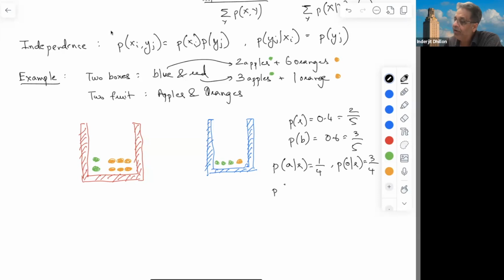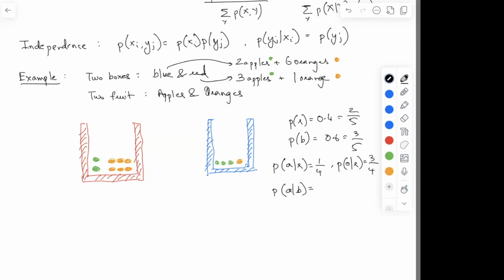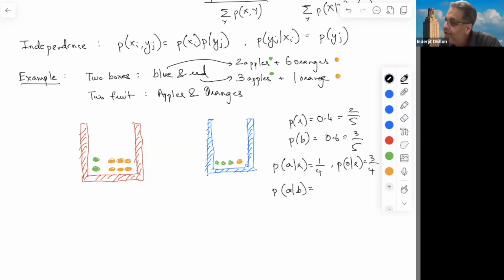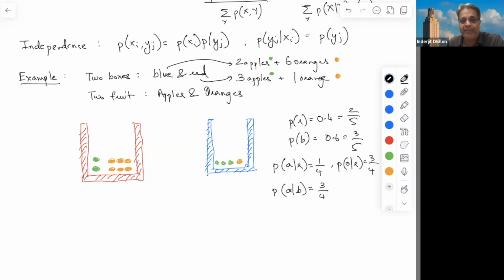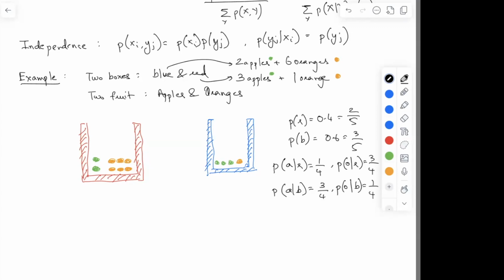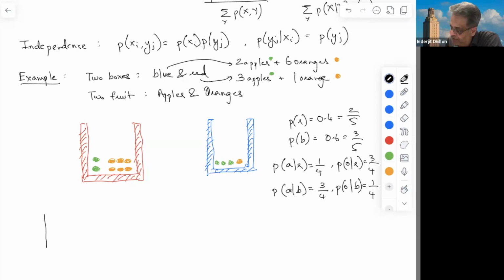Okay, somebody else, probability of apple given a blue box. Somebody I haven't heard from so far in class. 3/4. Sorry, could you just repeat that? 3/4, right? Probability of apple, green apple, given a blue box. Okay, so there are 3 apples out of 4, and then probability of orange given a blue box is 1/4. Thank you. Okay, so now I can start writing this in a 2-dimensional table, right? Just like we had for X and Y.